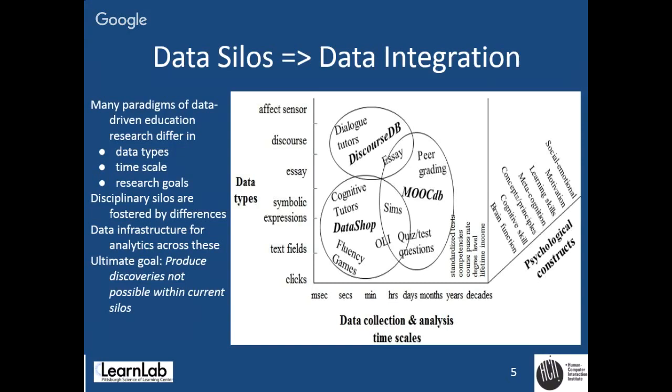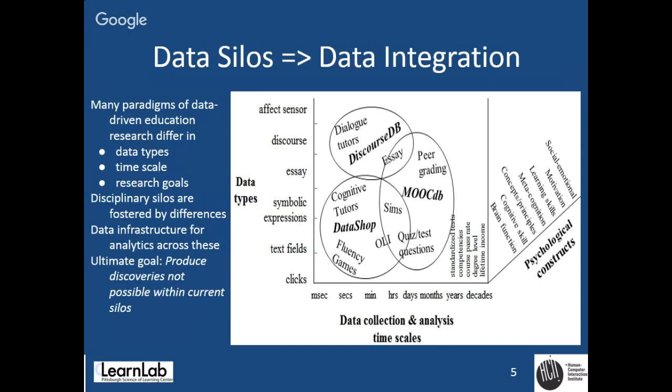So this really messy diagram here, let me see if I can deconstruct it. What we have on the x-axis here is a bunch of different timescales, starting from the millisecond level all the way to years and decades, and the type of data that different people are collecting and analyzing. On the y-axis, we have different types of data, starting from the simplest of clicks and people typing into text fields to doing essays and discourse, and even affect data like sensor data. And all these are being brought together, but different people are using them kind of in their own field.